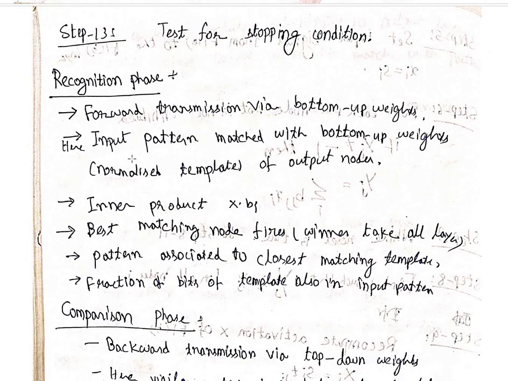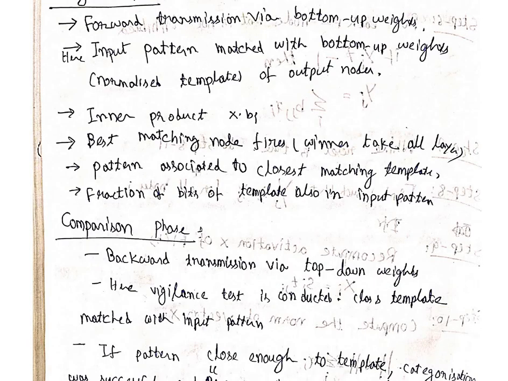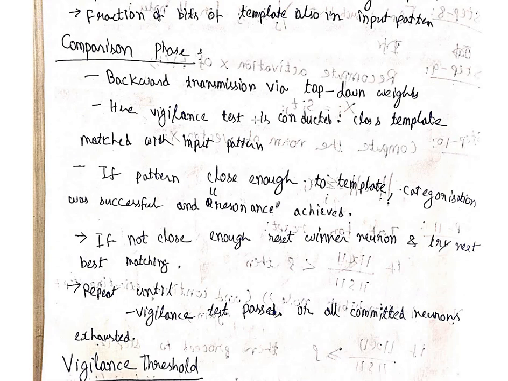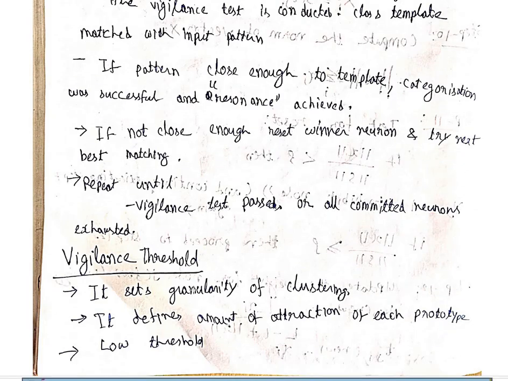We also have the recognition and comparison phases. Recognition phase: forward transmission via the bottom-up weights. The input pattern is matched to the bottom-up weights and the inner product is found. The best matching node is fired. The pattern associated with the closest match is fired. If not, we go for a new node. Comparison phase: backward transmission via top-down weights. The vigilance test is conducted. If the pattern is close enough to the template, it's categorized and resonance is achieved. If not, the winning neuron is reset and we try for another best match.